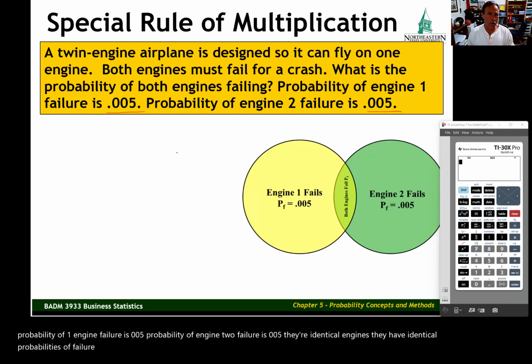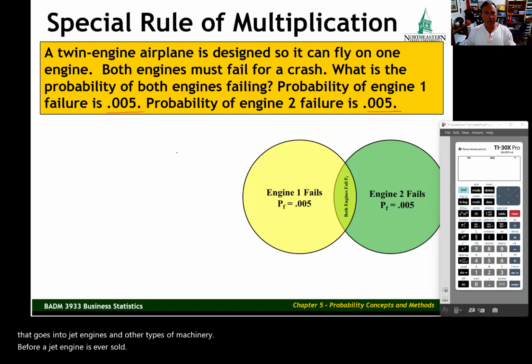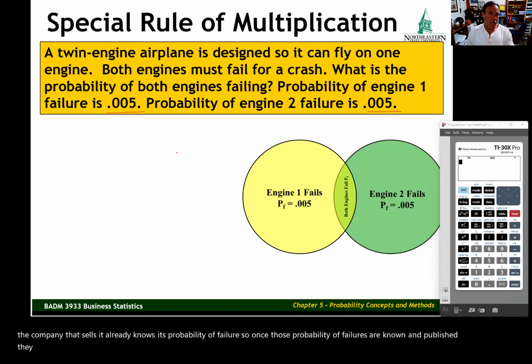And like I said before in a previous example, we know this because of the engineering and the testing that goes into jet engines and other types of machinery. Before a jet engine is ever sold, the company that sells it already knows its probability of failure. So once those probability of failures are known and published, they could be used for determining risk. What is the risk of flying in a twin-engine airplane? Well, it's really minute, as we'll see here in just a second.